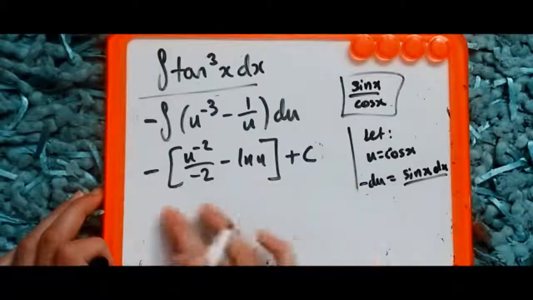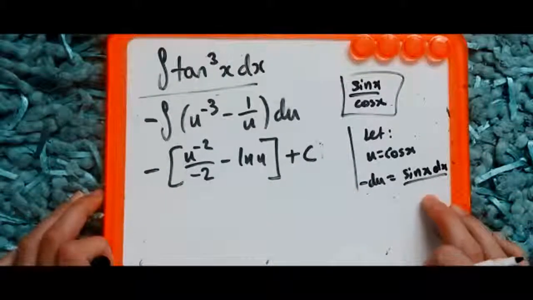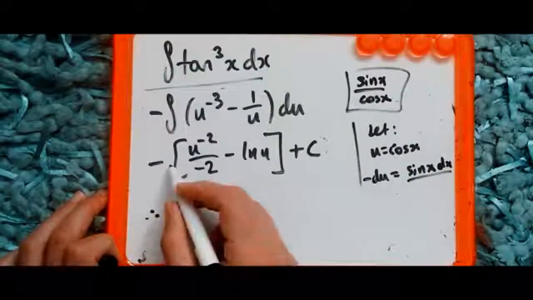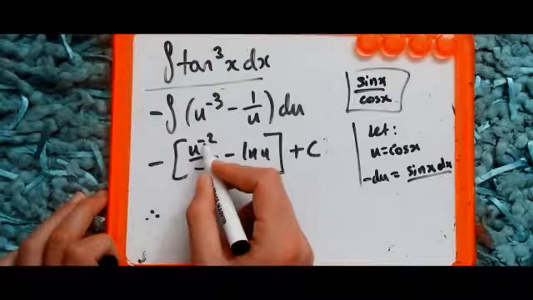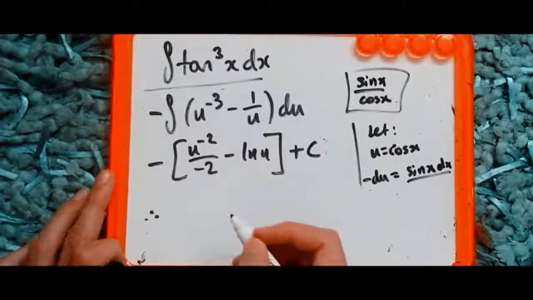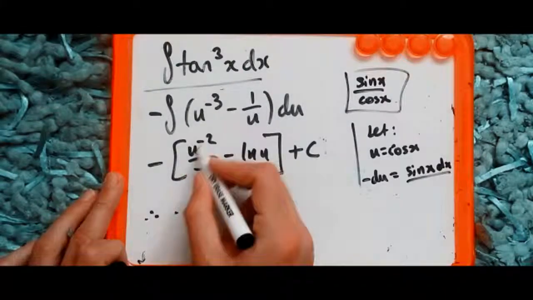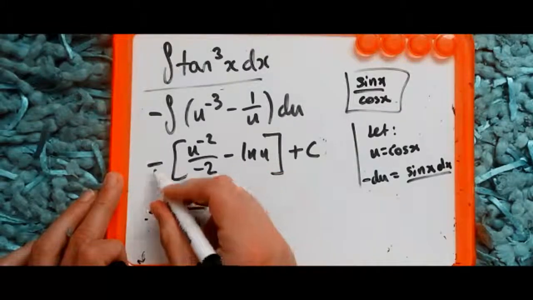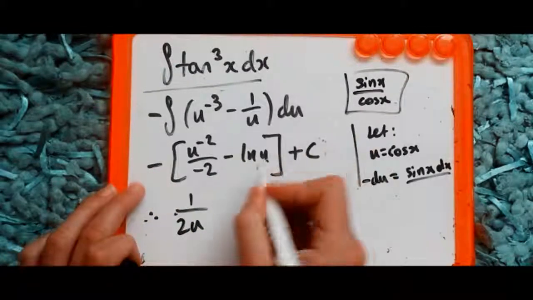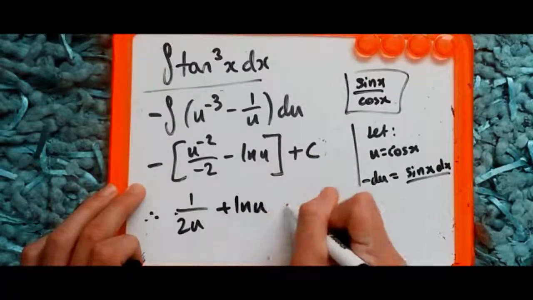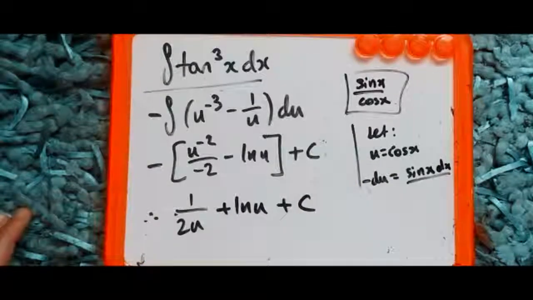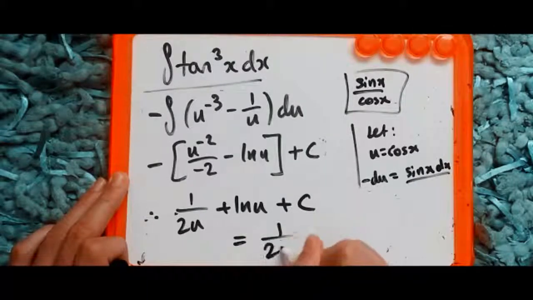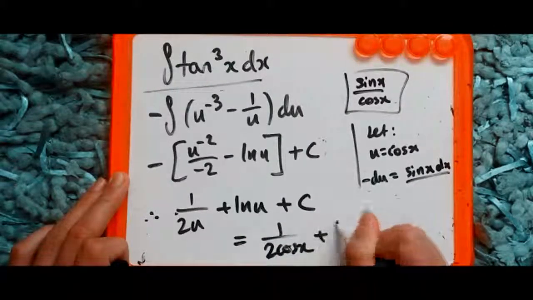Now, opening everything up and putting back your u, I'm going to put this in order. Minus u to the power negative 2 over minus 2, and I'm going to put this back on the bottom line, we get 1 over 2u. These two become positive, so we get plus log u, and of course plus c. And finally, putting u back in, we get 1 over 2 cos x plus log cos x.